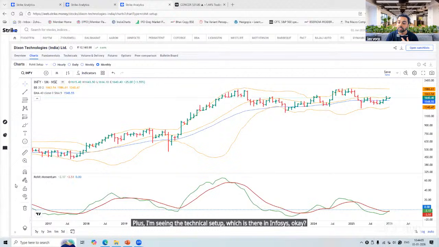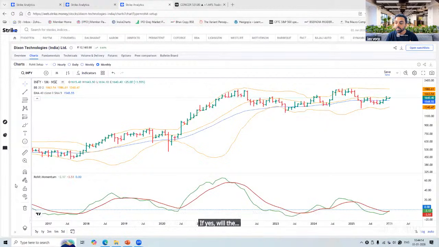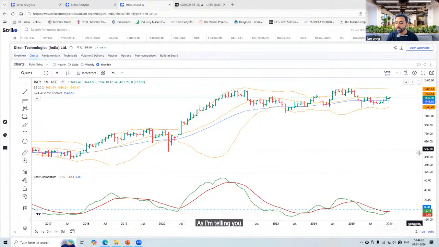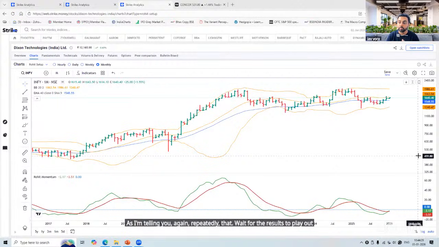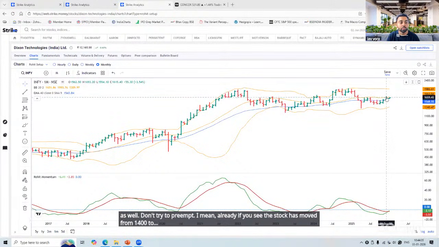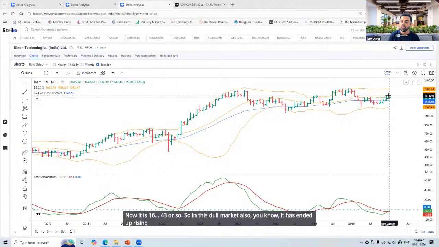And that is encouraging me to think, can there be a positive surprise? If yes, will the short sellers be caught off guard? I think yes. So that's what you need to watch out for. As I'm telling you repeatedly, wait for the results to play out as well. Don't try to preempt. Already the stock has moved from 1400 to almost 1693 levels or so. In fact the low was 1410, now it is 1643 or so. So in this dull market also, it has ended up rising 10%. So be a little careful.